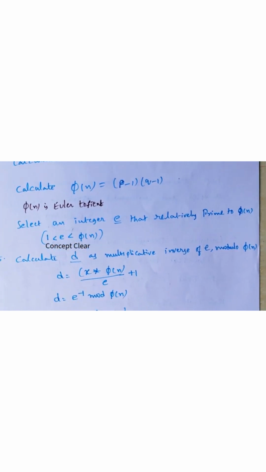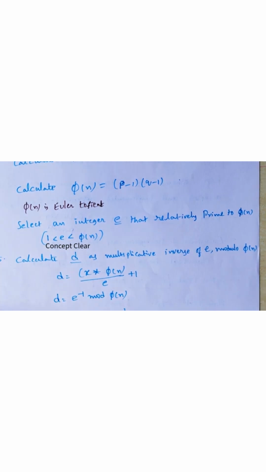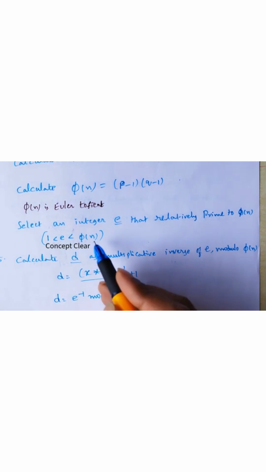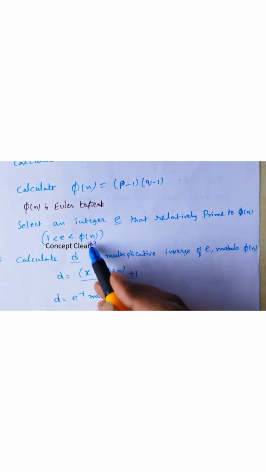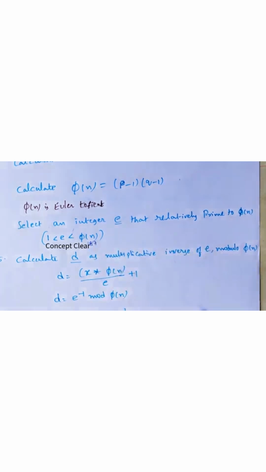Okay, what is the fourth step? Select an integer E that is relatively prime to phi of N. That means the greatest common divisor of E and phi of N is 1. So the range is 1 < E < phi of N. Here, what is the phi of N value? The phi of N value is 187. What is the phi of N value? We will see with an example.